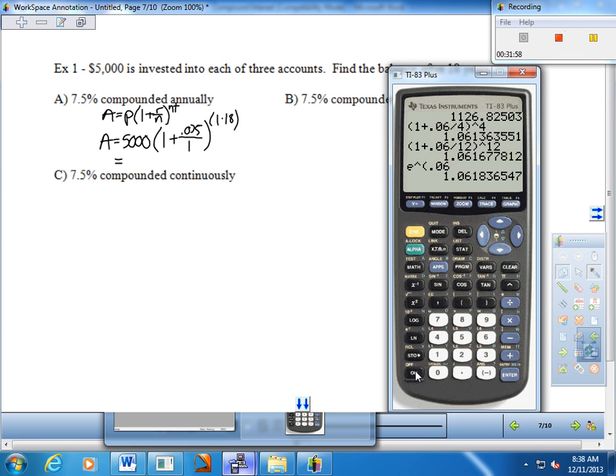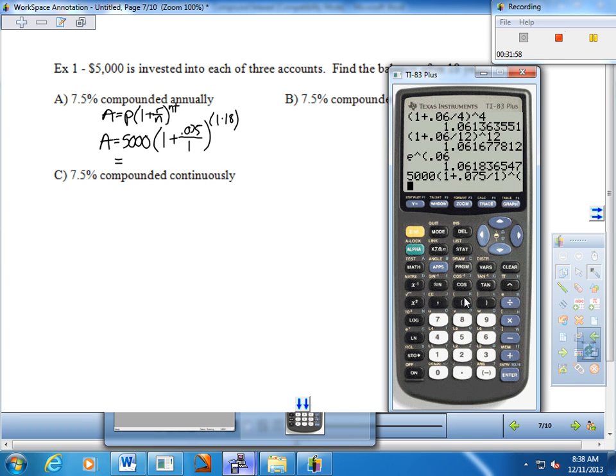Let's let the calculator do the work on this. And I type it in exactly as I wrote it, everybody, and I'd encourage you to do the same. So 5,000, 1 plus 0.075 divided by 1, raised, and again on the TI-83s especially, you do need the parentheses there, 1 times 18.